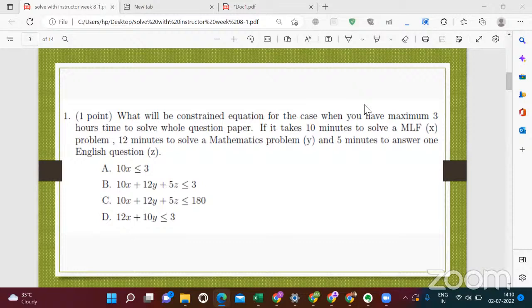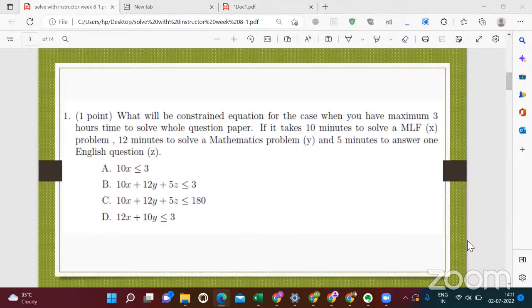I guess 2 people said B, so B is not correct. Yes, it should be in hours. We should convert to minutes. So only 4 people. Okay, I'll wait for some more time. Whoever has said B, you can take it once more. So B won't be correct because you have to change the hours into minutes. That's why B is the incorrect option.